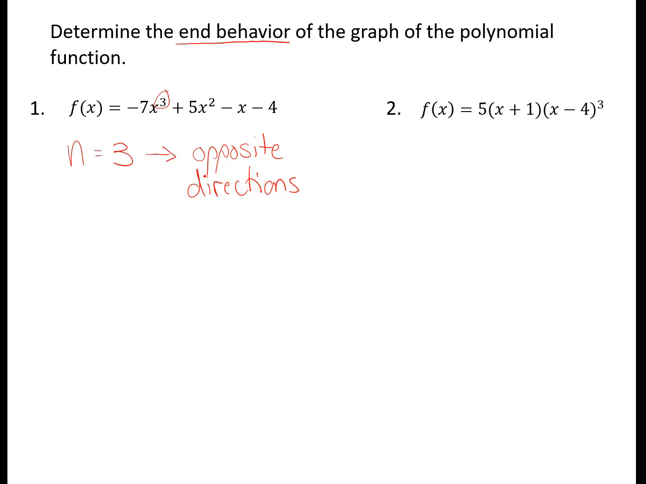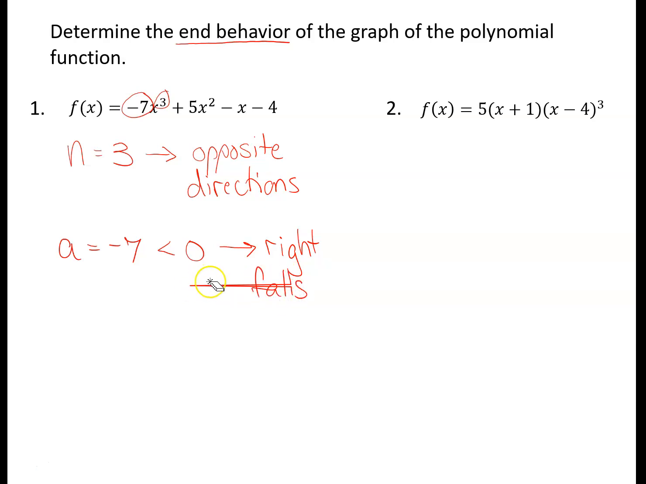N is odd. The ends go in opposite directions. Then the next thing I'm going to look at is A. A is my leading coefficient. So A is -7, less than 0. So A is negative. Then that tells me, I think about my right end, okay? My right end falls like a negative slope. Right end falls.